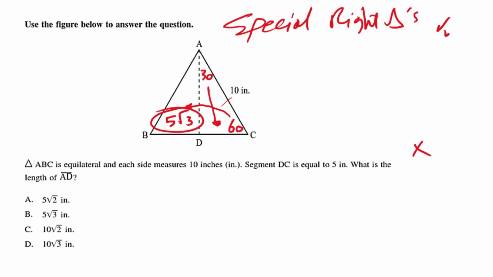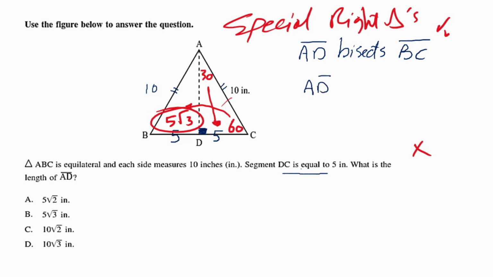ABC is an equilateral triangle, and since it's an equilateral triangle, the three sides are equal and each side is equal to 10. Segment DC is equal to 5. Since DC is equal to 5, DB is equal to 5. So AD bisects BC, and since it bisects, it's perpendicular. So AD is also perpendicular to BC. He's asking for the length of AD. So I have a right triangle, so I can use the Pythagorean theorem.